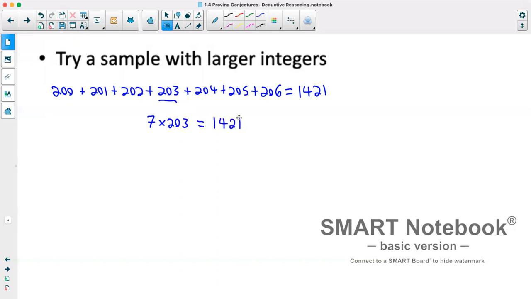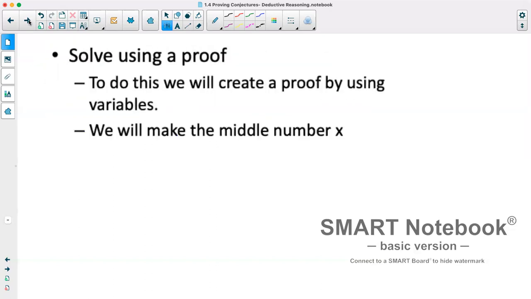So to prove that it works, we will do a proof utilizing variables. Now, because in our conjecture, we said the sum is always 7 times the median of the numbers, we will make our middle number x. So first, we know we've got 7 numbers, so I'm just going to put in essentially 7 blanks. Now we said our middle number is x because we're going 7 times that middle number.